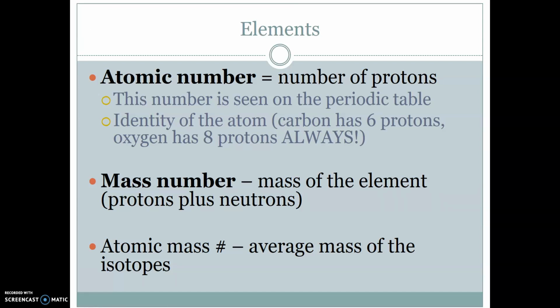So important definitions, we need to know atomic number, which is the number of protons. That's what we see on the periodic table, and that identifies the atom. We need to know the mass number, that's the mass of the element, which is protons plus neutrons. And then the atomic mass is less important in this class, but it's going to be the average mass of all of the isotopes of the atom. So, important things to remember, subatomic particles, protons, neutrons, and electrons, and understand what each of those contributes to.